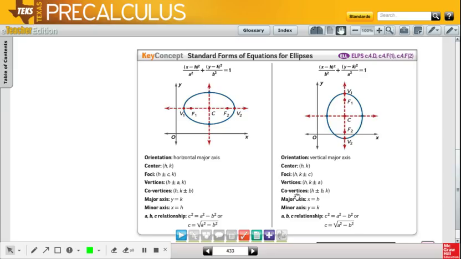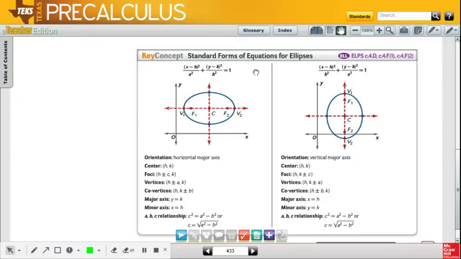Co-vertices are the same process: h plus b comma k, and then the second one is h minus b comma k. Next is the major axis, which is x equals h, and the minor axis is y equals k. The relationship between a, b, and c is the same as the one on the left: c squared equals a squared minus b squared, or c is equal to the square root of a squared minus b squared. Make sure to have this information in your notes.